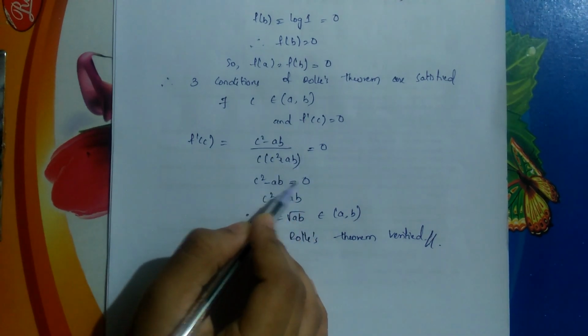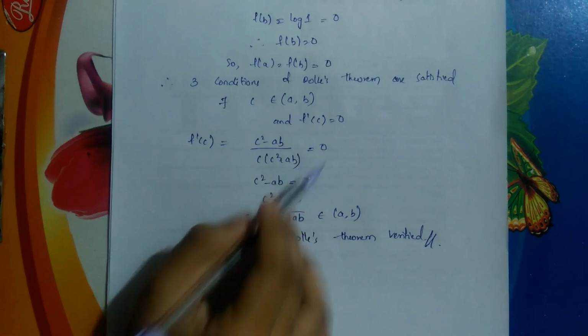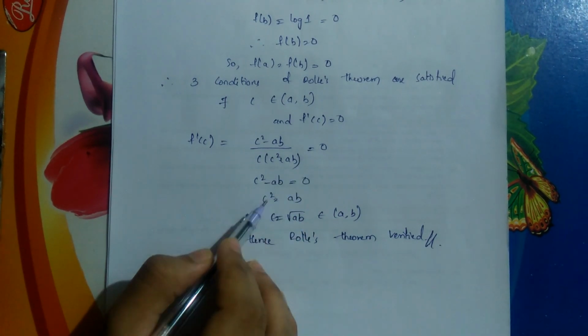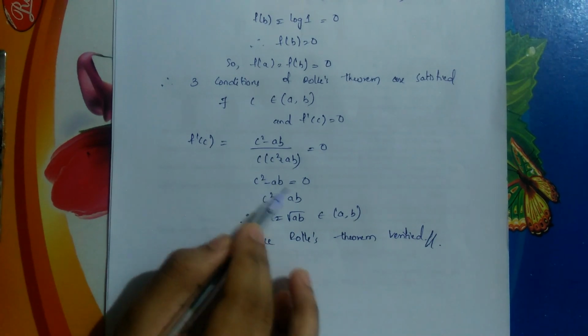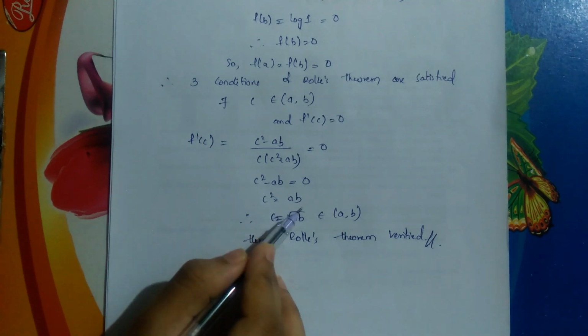So c square minus ab is equal to this whole numerator term; when the denominator goes to the right hand side it multiplies with 0 and it becomes 0. Then from here c square is equal to, sending this minus ab to the right hand side, we get plus ab, and then from here c is equal to root of ab.